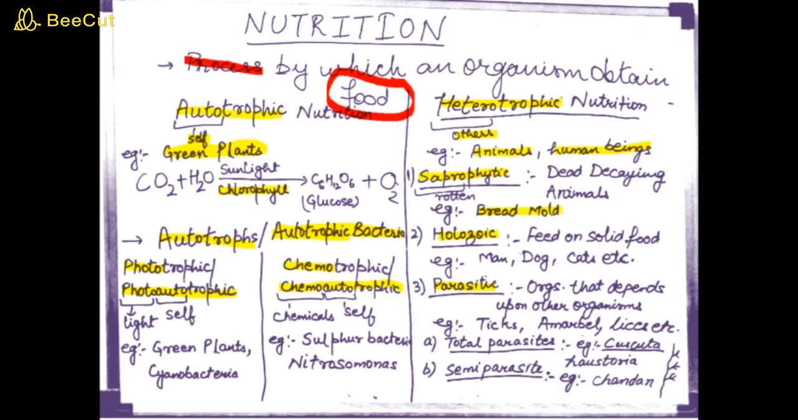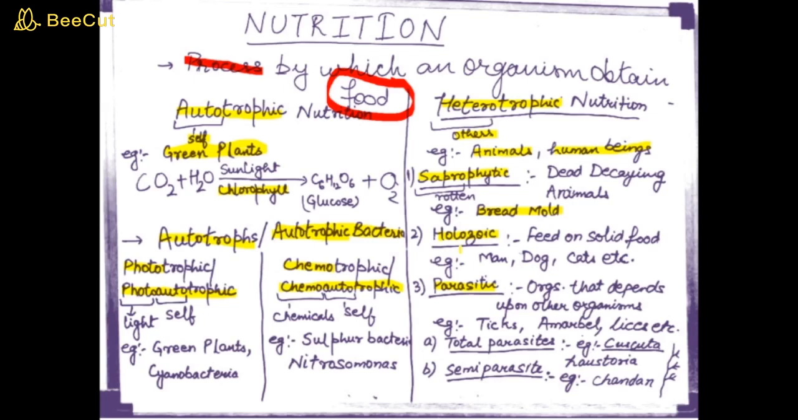We can usually see that whenever anything around us is decaying, we see the spores of fungi on it. That is saprophytic mode of nutrition. Next is holozoic. The organisms that depend upon solid food, that mode of nutrition is known as holozoic mode of nutrition. Examples: man, dog, cats, etc.